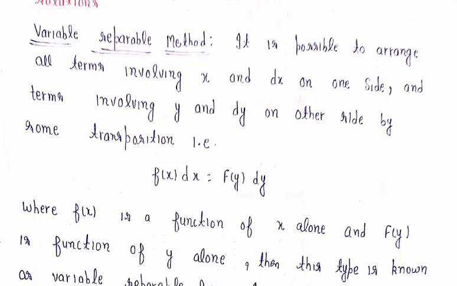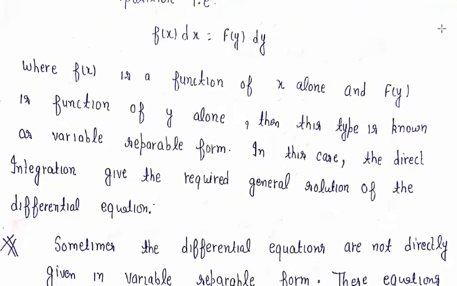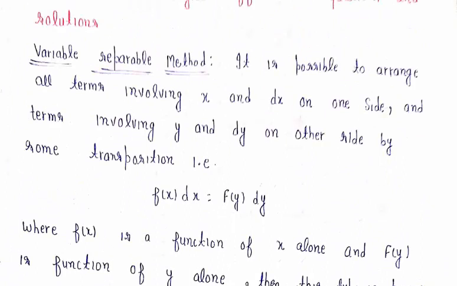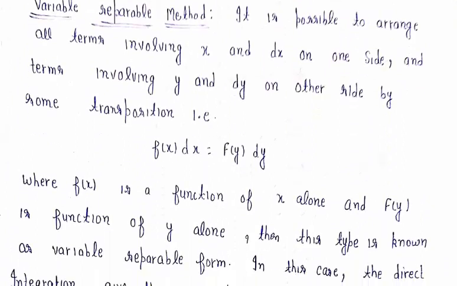After separating the variables, we perform direct integration to find the general solution of the differential equation. So this is the easiest method to solve a first order and first degree differential equation. We just separate the terms of x and terms of y with dx and dy. After that, we find the integration.